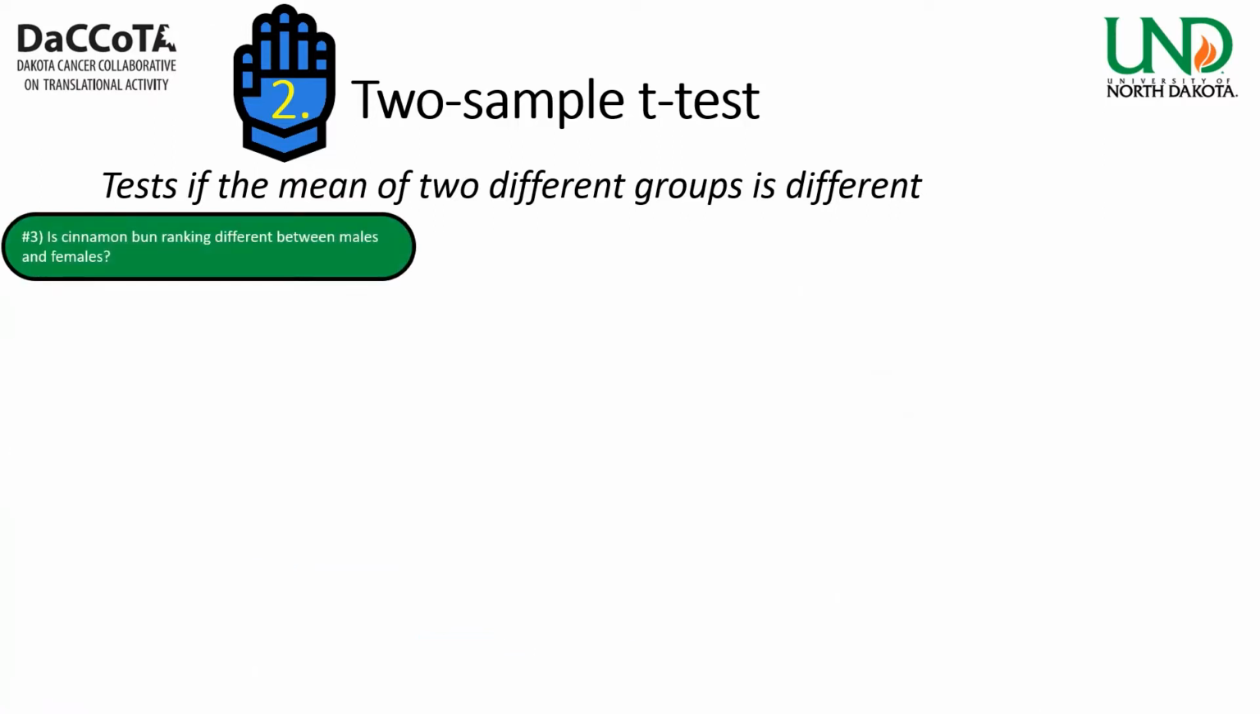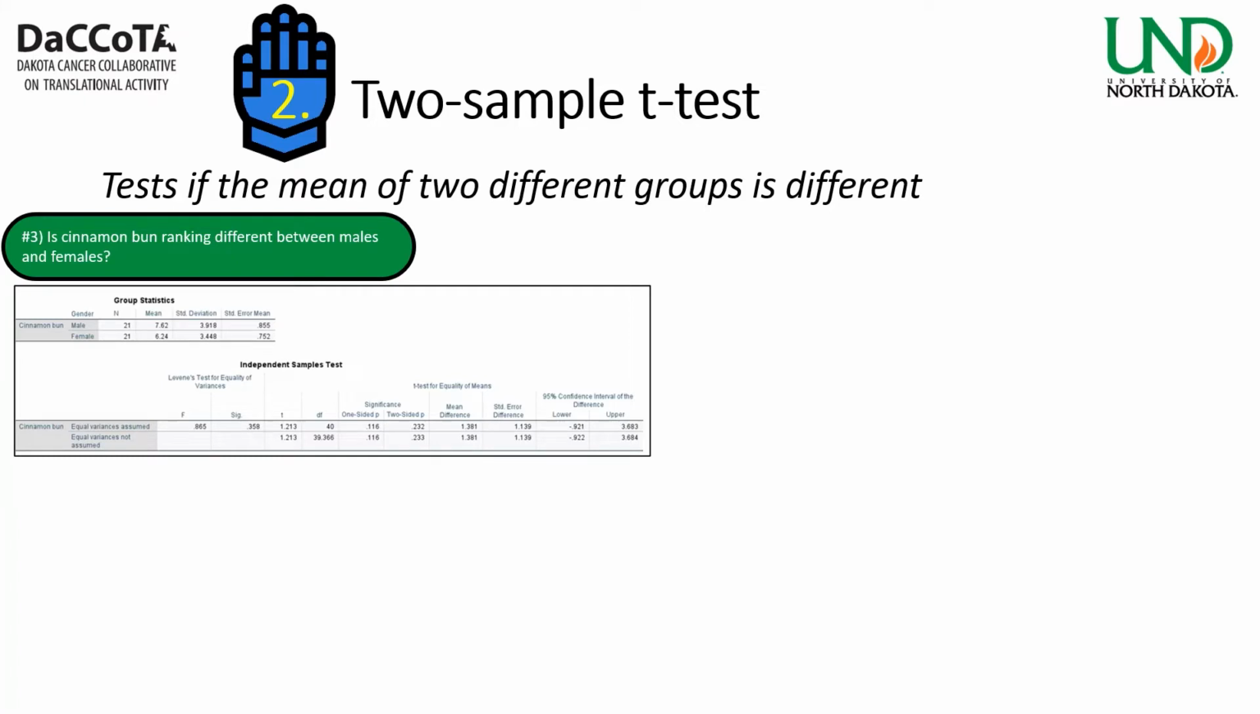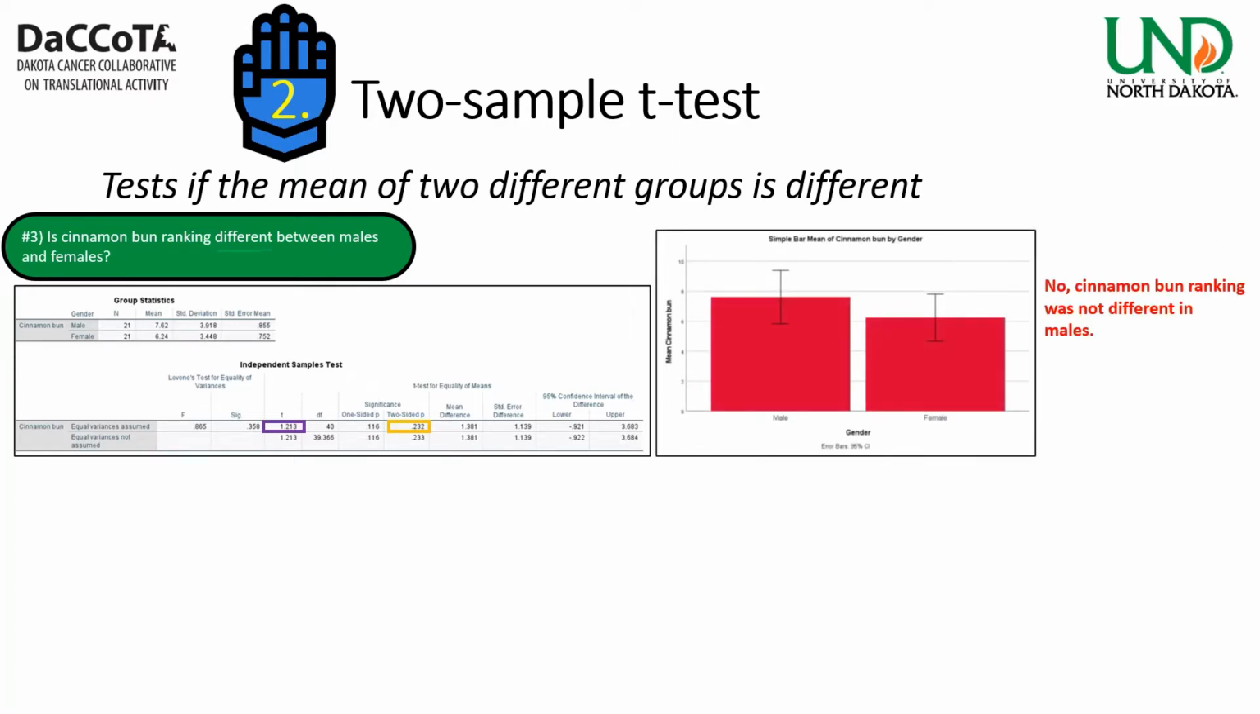Okay, what about going back to our breakfast data set? Is cinnamon bun ranking different between males and females? Their preference. So between males and females, males look like they have a higher cinnamon bun preference, but if we look at the t-value, it's pretty low, and this is two-sided because we're looking at difference. No, there was not a significant difference between the two. Again, males look higher, but it was not significantly different. The error bars greatly overlapped.